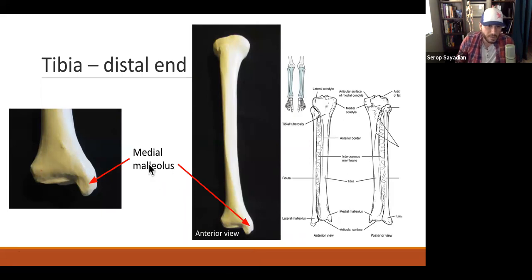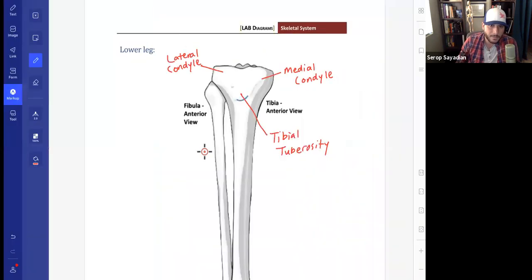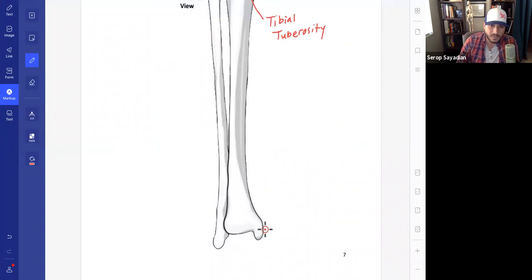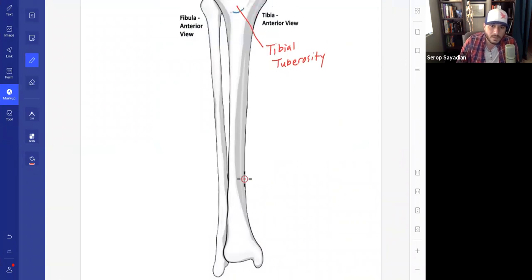Okay, the bump on the outside of your ankle is not the tibia. Okay, that's going to be the fibula. We'll get there in a second. But the medial side is the medial malleolus.